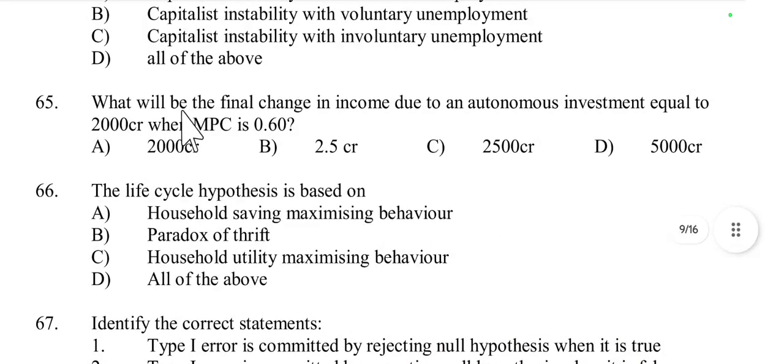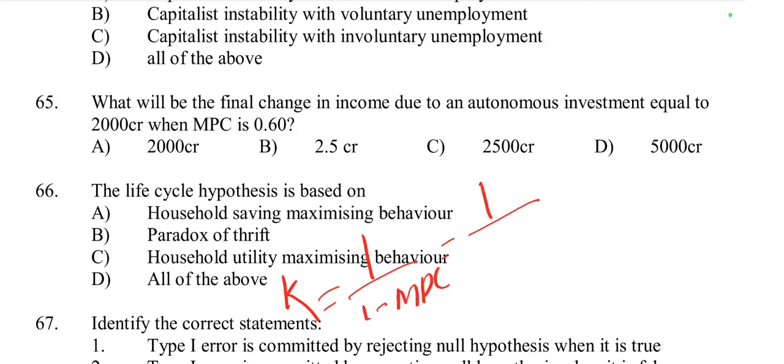Then question number 65. What will be the final change in income due to an autonomous investment equal to 2000 crore when MPC is 0.60? So here we have to find out the multiplier first. The multiplier value is 1 by 1 minus MPC. So 1 by 1 minus 0.60 is 1 by 0.40, and its value is 2.5. So the multiplier value is 2.5.